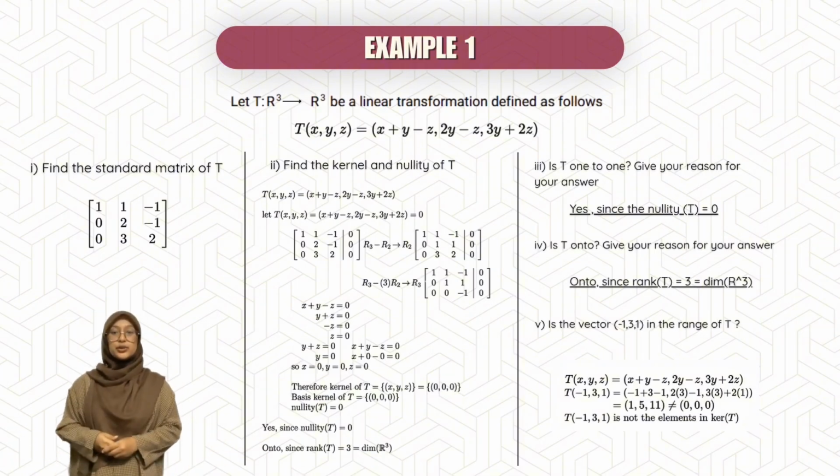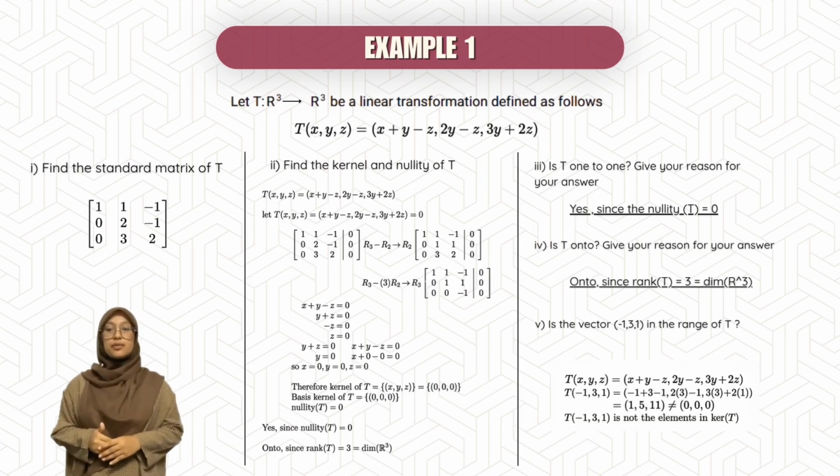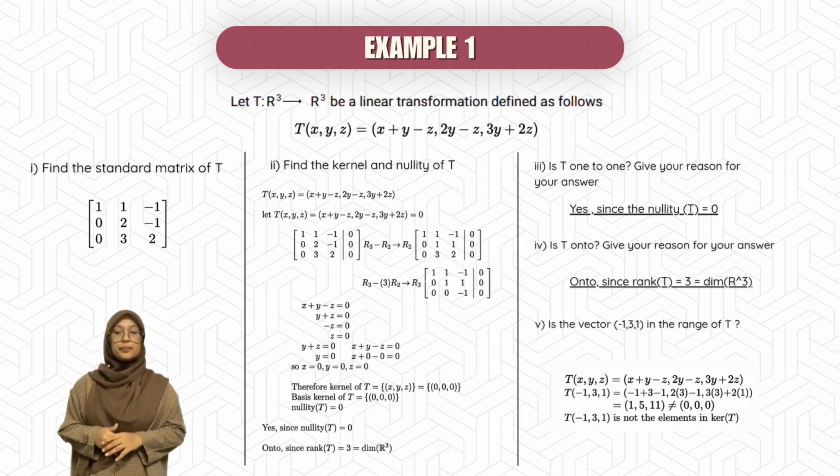Now for question 2, we need to find the kernel and nullity. Remember, finding the kernel means solving for when the output is exactly 0. So we set our matrix equal to a column of zeros. By performing row operations to simplify the matrix, we solve the system of equations. As we work through the algebra from the bottom up, we find that negative z equals 0.